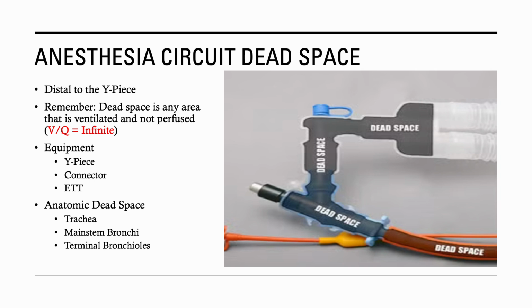If we move into the body itself, anatomic dead space refers to parts of the body where ventilation occurs but perfusion does not. And this includes the trachea, the main stem bronchi, all the way down to the terminal bronchioles before we get to the areas of gas exchange. But in the anesthesia circuit itself, the pieces that are illustrated there on the right are what they're talking about. The Y piece, the connector to the endotracheal tube, and the endotracheal tube itself.